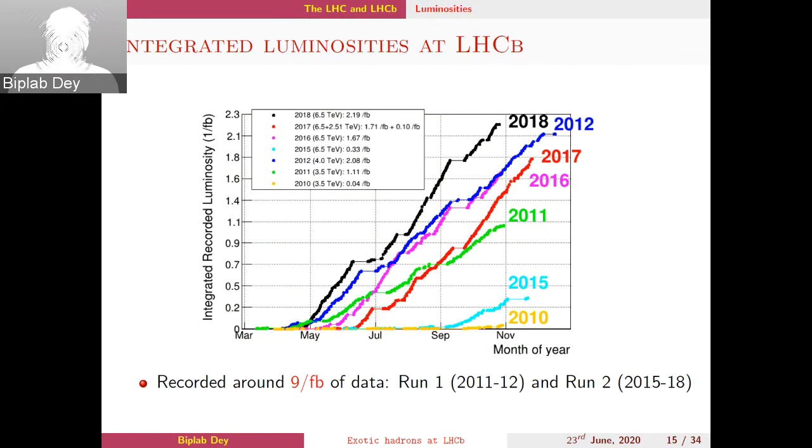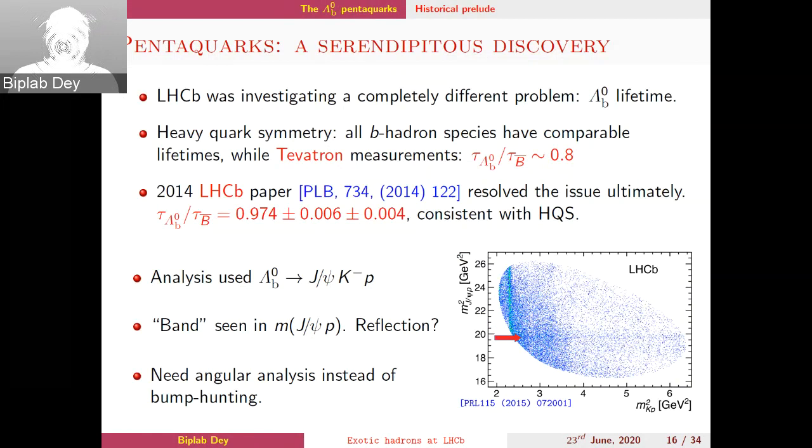Okay, so starting on pentaquarks. The Lambda b pentaquark was really a serendipitous discovery. The analysis that found this was investigating a completely different problem, the Lambda b lifetime. Heavy quark symmetry basically tells you that all b hadron species have comparable lifetimes. Basically, you are probing the properties of the b quark itself.